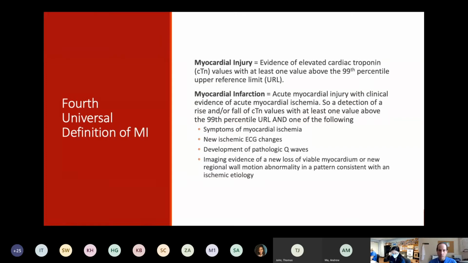So again, anytime you have evidence of elevated troponin, for whatever reason, you can say that this person has myocardial injury going on. But what we in cardiology obviously are much more concerned about is people who have a true myocardial infarction. So this is the fourth universal definition of an MI. It says that a myocardial infarction is due to acute myocardial injury with clinical evidence of myocardial ischemia. So you need the elevated troponin, which gives you the myocardial injury, and then you need evidence of myocardial ischemia. What they define as evidence of acute myocardial ischemia is either symptoms of ischemia, EKG changes, or imaging evidence with a stress test or an echo or things like that.